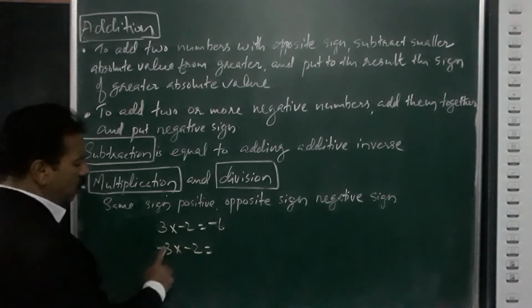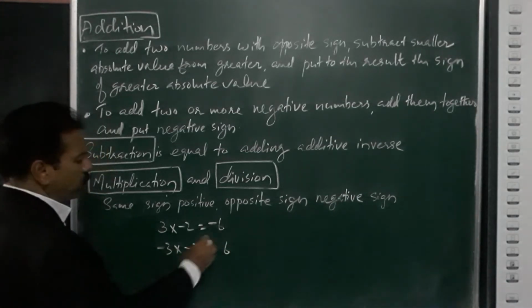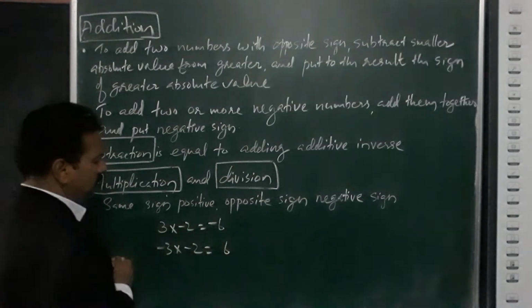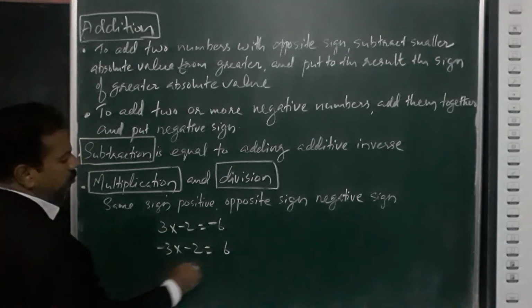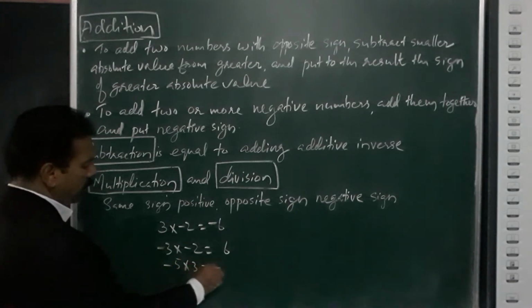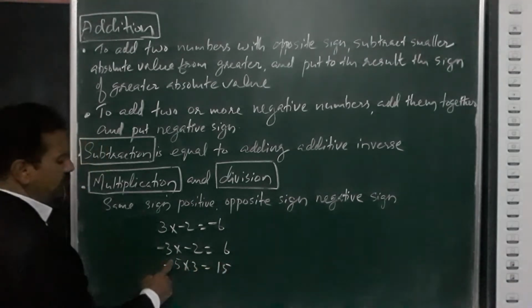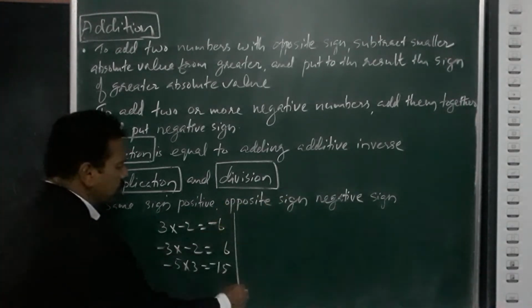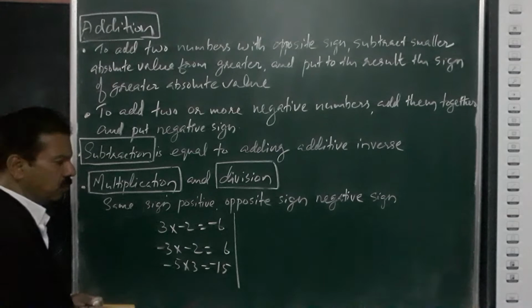Minus 3 into minus 2. First multiply: 6. Same sign, so positive, plus 6. Minus 5 into 3: 5 into 3 is 15. One is negative, one is positive, they are opposite sign, therefore negative. This is the same rule for division also.